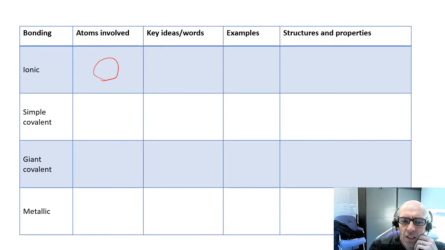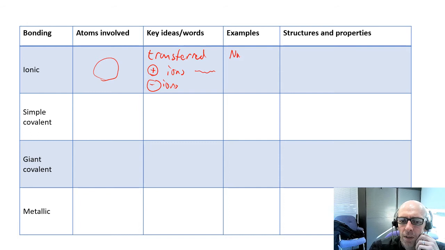And the key ideas, well, you've got to have the word electrons are transferred between one atom and another, and you've got to have the fact that positive ions, negative ions, electrostatic attraction would go in here, and then you'd have some examples.